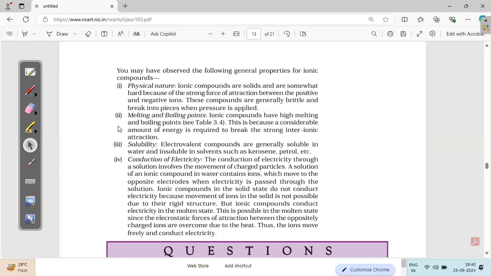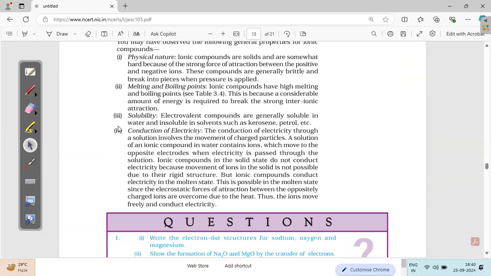Physical nature: ionic compounds are solids and are somewhat hard because of the strong force of attraction between the positive and negative ions. All the solids, like common salt, are hard. The common salt that you see at your home is actually the ground form of it.